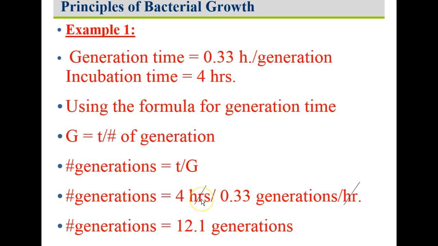Hours cancel. 4 divided by 0.33 generation gives us 12.1 generations. So in 4 hours, the population of bacteria doubled in numbers 12 times.